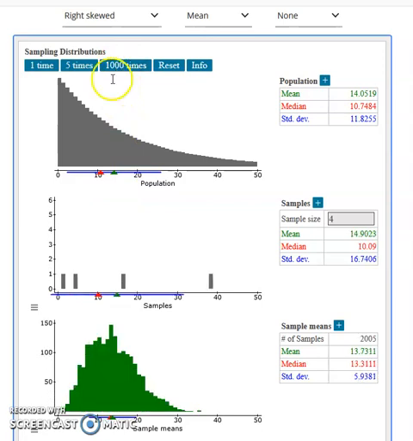We do it a couple thousand times, and we end up with a normal distribution, give or take, with a mean near where the population was at 14. Our distribution's at 13.7. That is almost exactly the same, a little bit farther off than it was last time. Our standard deviation was about 12, and the standard deviation of our new distribution is about half of that, 6. So that's 12 divided by the square root of 4.